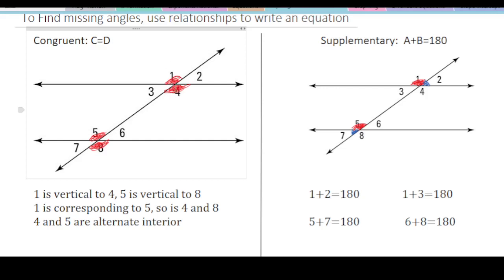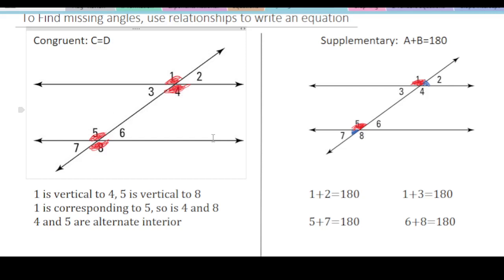Angle 1 and angle 4, we can see that they're the same size. Those are vertical angles. So are angles 5 and 8. We can also see that angle 1 and 5 are the same size. Those are called corresponding angles, right? So basically, all of these angles in red are the same size. If I knew the measure of angle 1, then I know the measure of angles 4, 5, and 8.